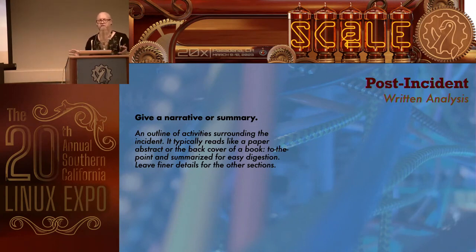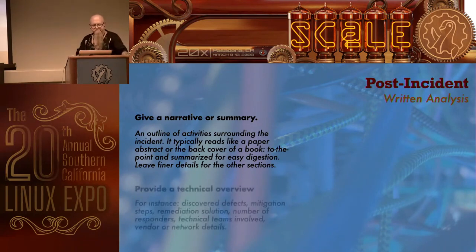So this summary is like the back of a book. It's like reading the back of a paperback when you're in a bookstore and you want to get an idea of the book. That's what the narrative summary is about. And I like telling people, write this in present tense, as if you're telling a story. That way it kind of engages the reader. They feel like they're reading a story instead of an account.